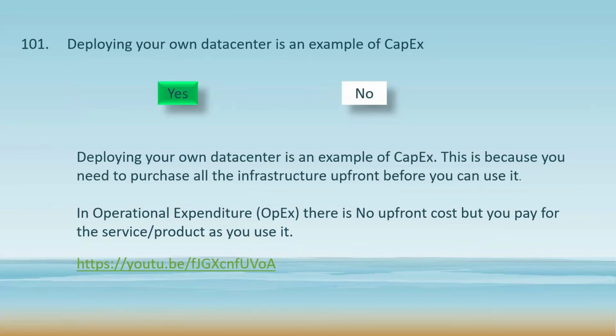Now, talking about the second term, which is OpEx. With OpEx, there is no upfront cost, but you pay for the service or product as you use it. And cloud is one of the biggest examples of OpEx.